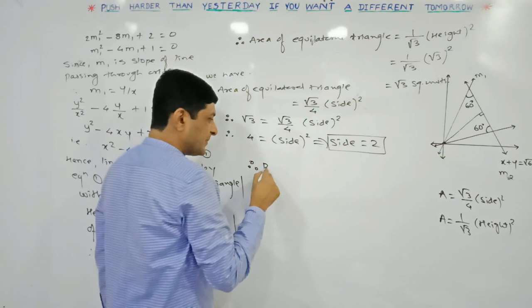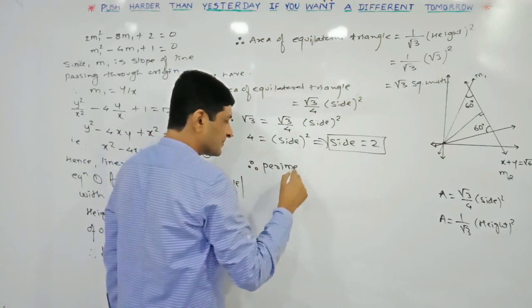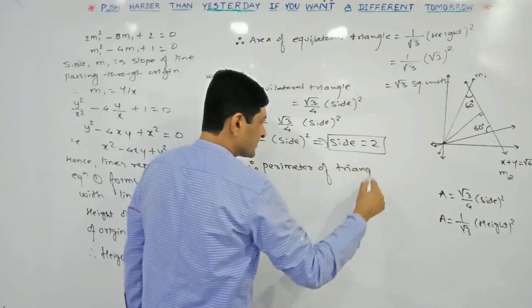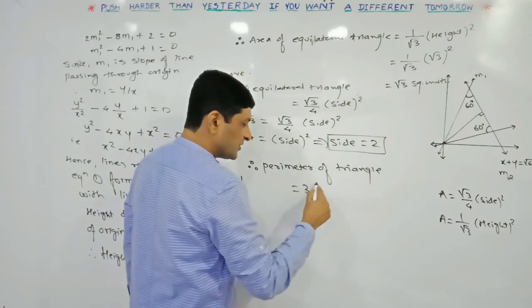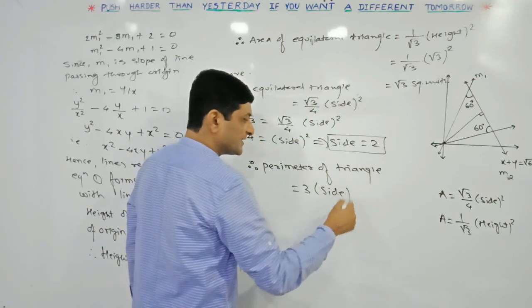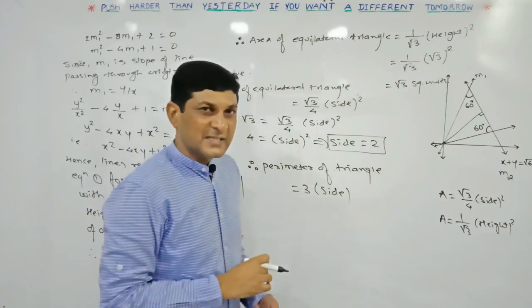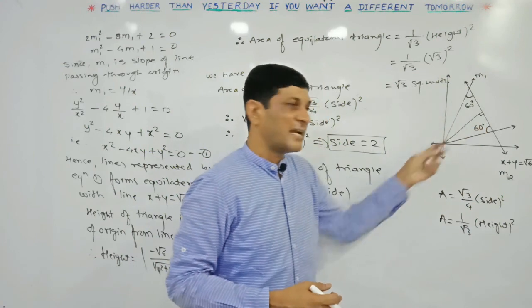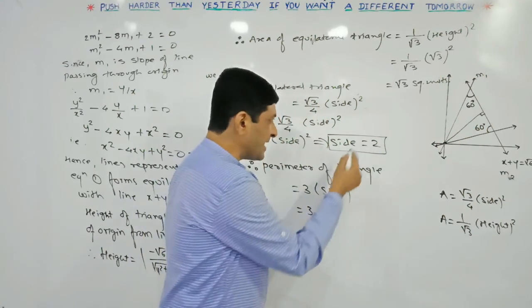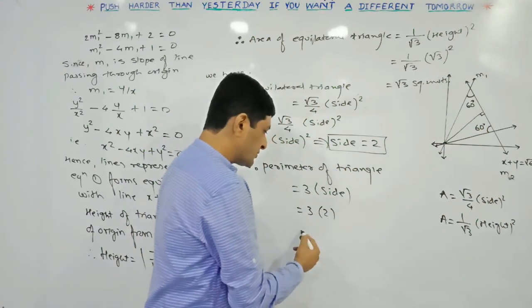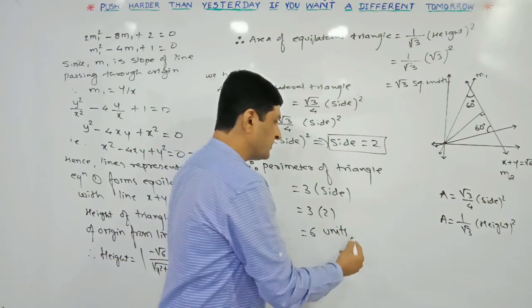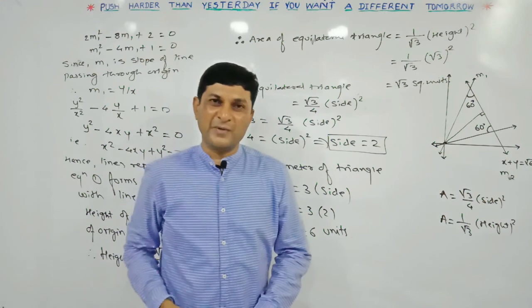So therefore perimeter of triangle is equal to 3 into side. Why we are saying that 3 into side? Because all the sides of equilateral triangle are what? Equal, means side plus side will be equal. Keep it as it is. Side I am replacing by its value 2. So 3 into 2 will be equal to 6. 6 units will be the perimeter of this equilateral triangle.